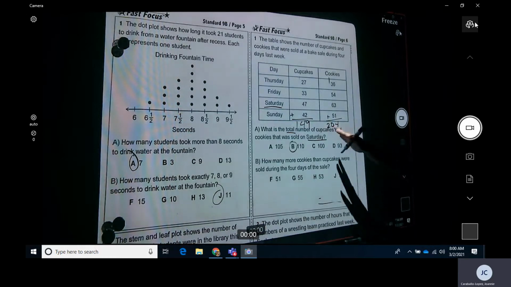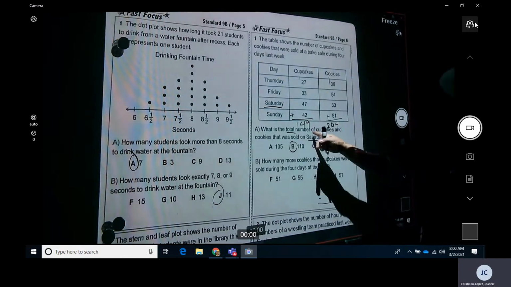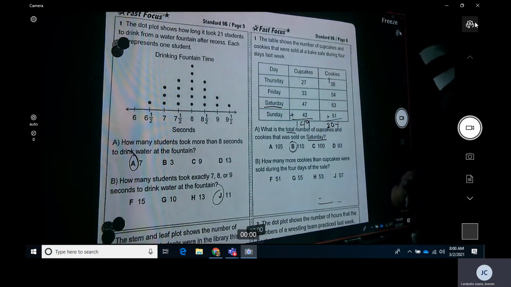Ahora tengo mis totales. Tengo un total de 204 galletas que se vendieron en los 4 días. I have a total of 204 cookies that were sold in the 4 days. And I have a total of 149 cupcakes that were sold in the 4 days. What do I have to do next? ¿Qué voy a hacer próximo? ¿Qué voy a restar? ¿Verdad? Eso es lo que me iba a decir, Alison. ¿Qué voy a restar?